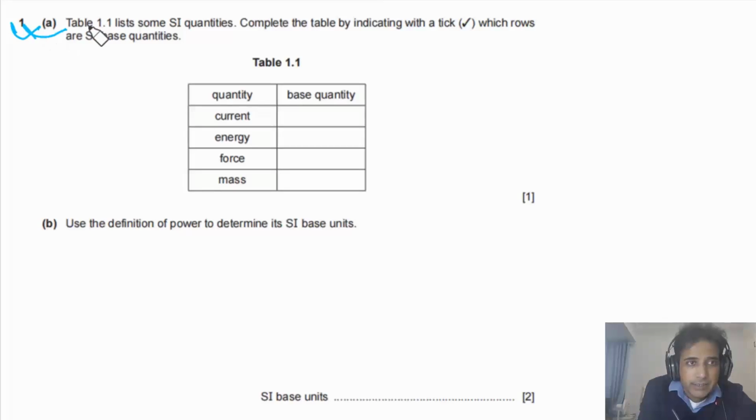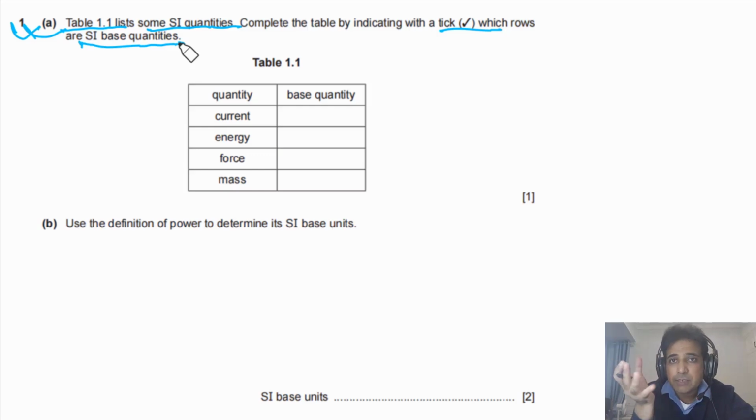Question 1 part A says table 1.1 lists some SI quantities. Complete the table by indicating with a tick which rows are SI base quantities. So first of all, we need to understand there are 7 SI base quantities and 7 SI base units.